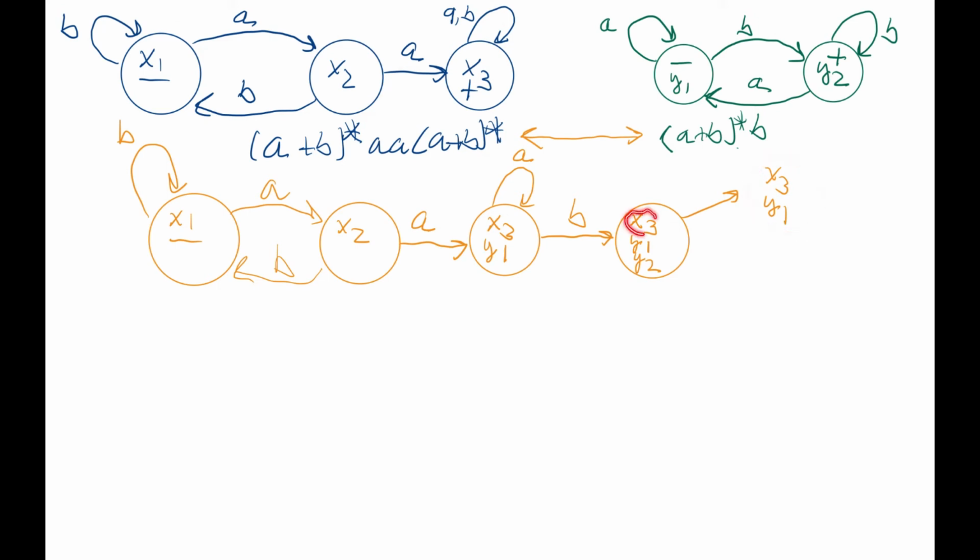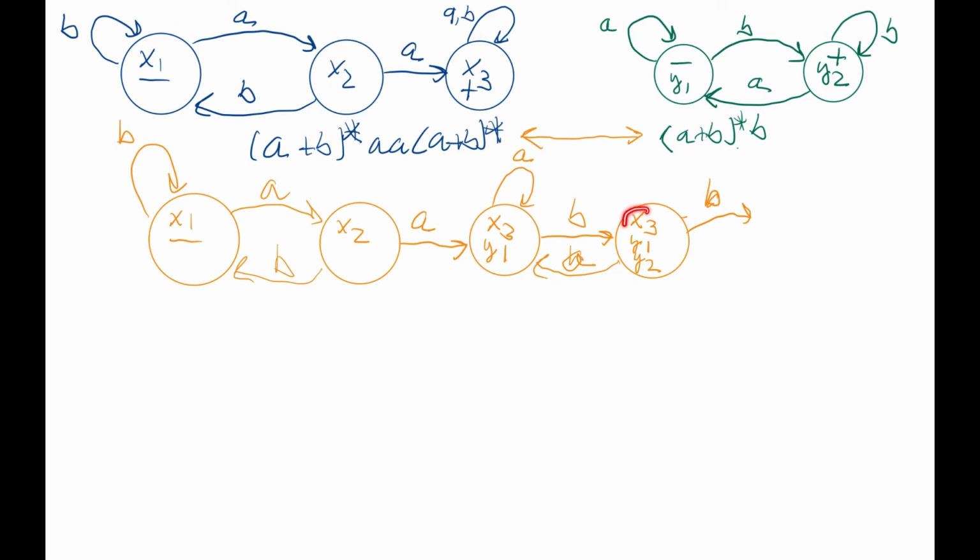Notice I did it for x3, y1, y2. x3 reads an A, it goes to x3. y1 reads an A and it goes to y1. y2 reads an A and it goes to state y1. And we're just left with these two, and we already have a state like that. So we can just draw an arrow back and put our A right there. Now let's continue and do a B edge.